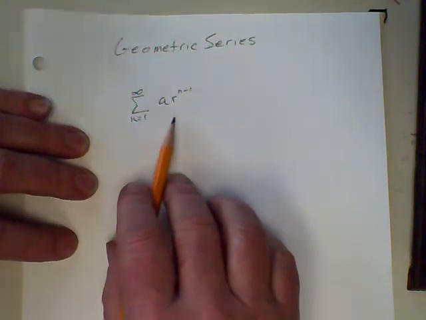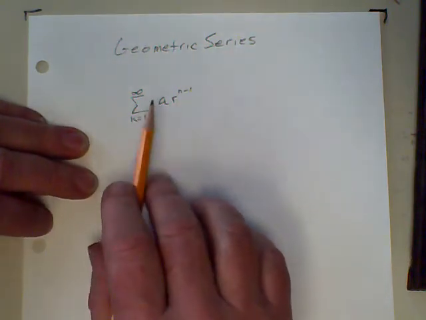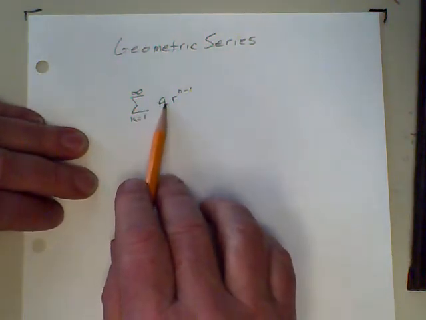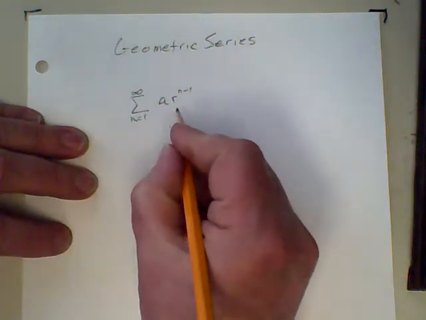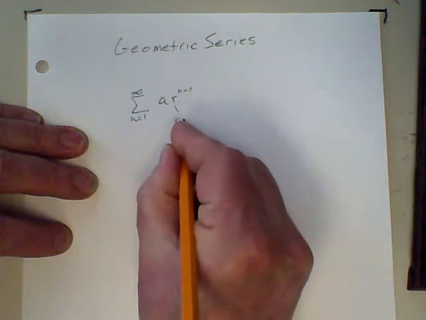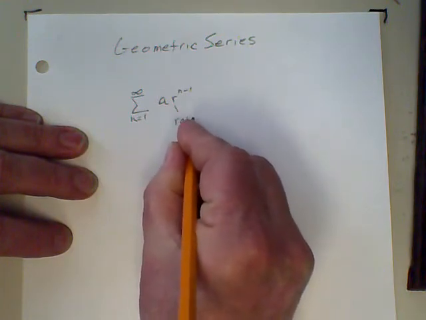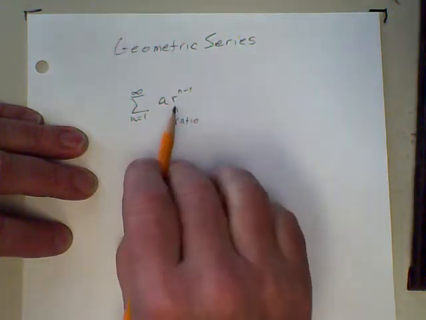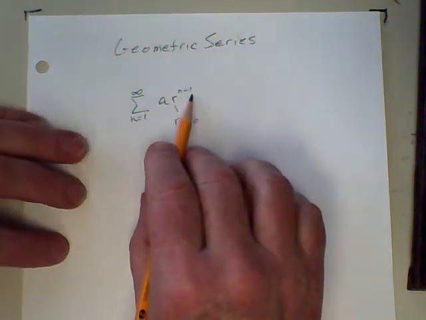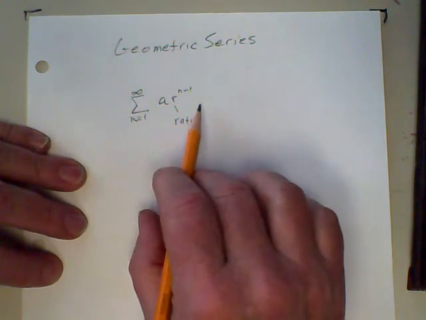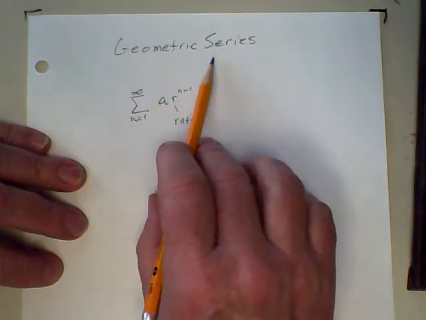A geometric series is a series of numbers where the terms take on this form: a constant, times r, a ratio, so it's a fraction, to the n minus 1 power. And so when we see this pattern, we know right away we have a geometric series.